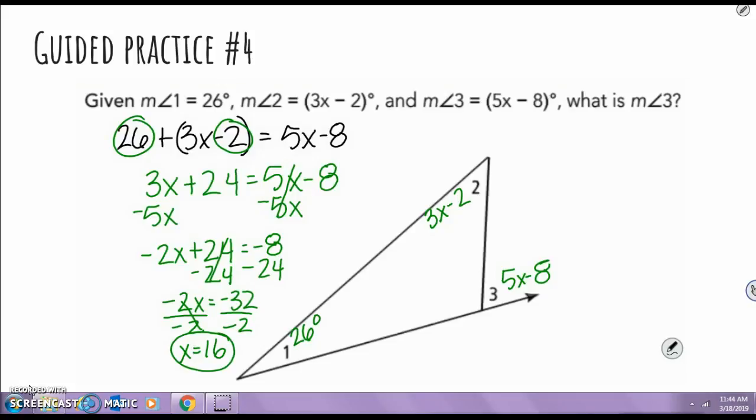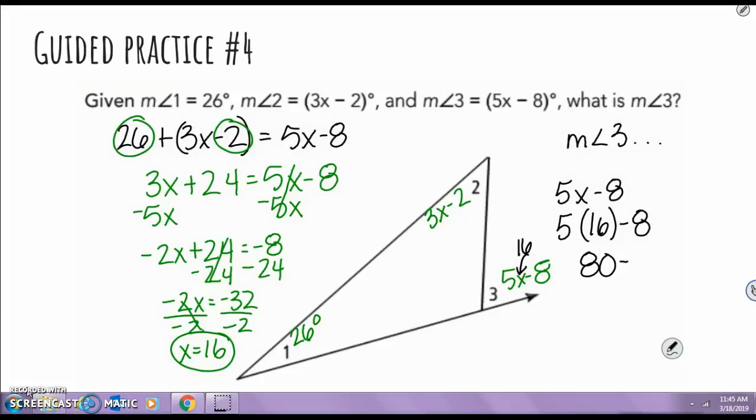Now, I plug in 16 for x to find my missing angle measure. I substituted x for 16, and now I multiply 5 times 16 to give me 80. I subtract 8 from 80, and that gives me 72. So the measure of angle 3 is 72 degrees.